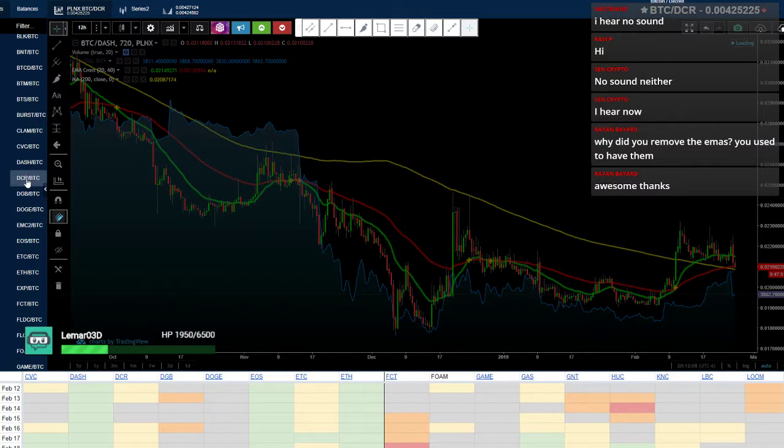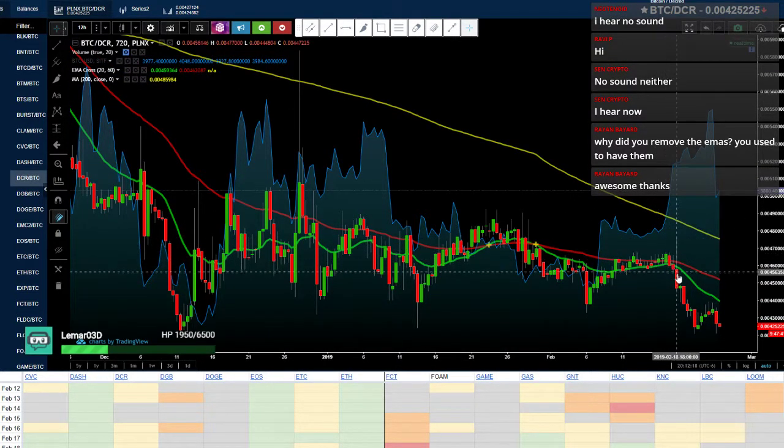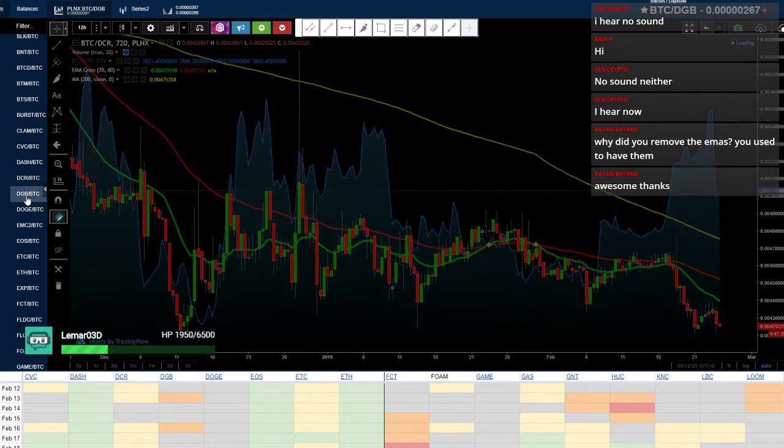Decred really pulled back, I believe, and it's right near fail levels, as it's been for a little bit. And so it went down as Bitcoin went up, and then it went down as Bitcoin went down. So I don't know what's going on there.